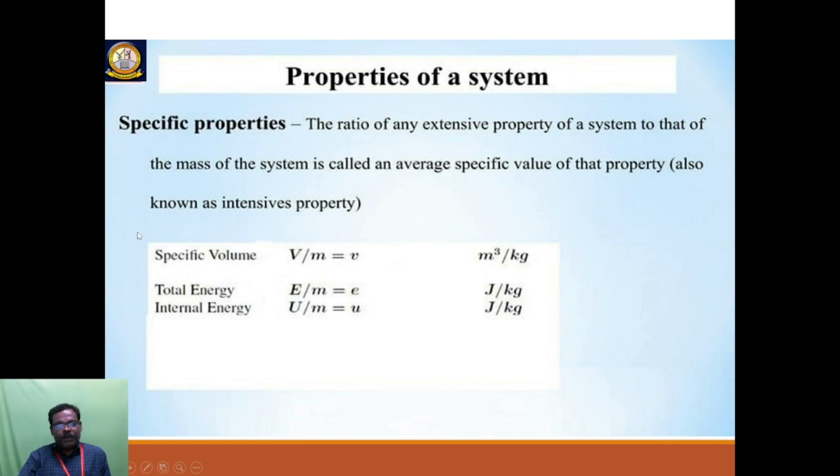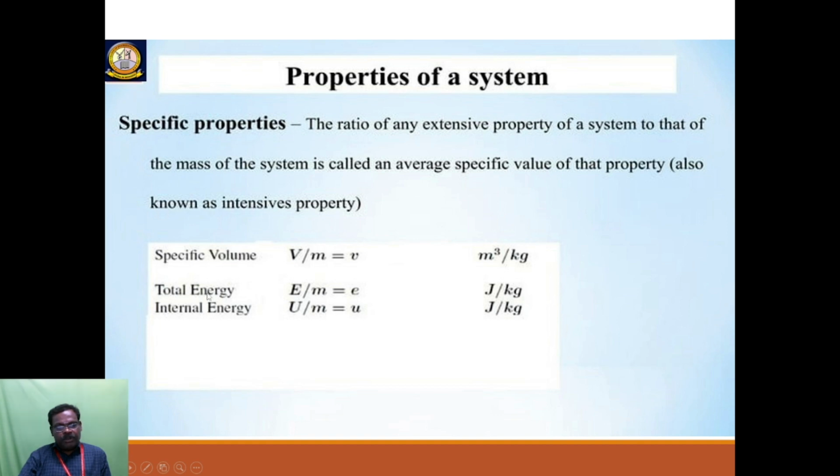Then property you know, but you have also studied specific property. So specific property means it is with respect to unit mass. You know volume. Specific volume means volume with respect to unit mass. That is meter cube per kilogram. The unit of volume is meter cube, with respect to unit mass, kilogram. The unit of mass is kilogram. So meter cube per kg is specific volume.